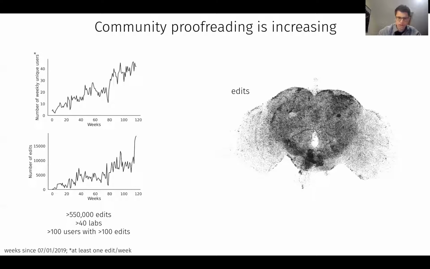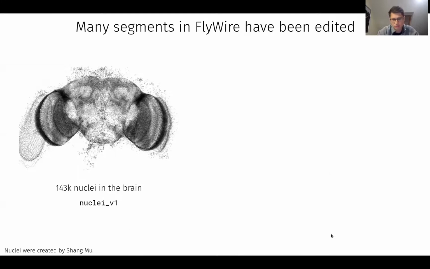Another way to look at that is to use Nucleus Annotations. So in case you don't know yet, we have automatically detected nucleus locations. Those were created by Shangmu using a convolutional net. And using that method, he found about 140,000 nuclei in the brain. Now, those also contain glia and also some false positive detections, but it gives us a good mark for how many neurons there actually are.